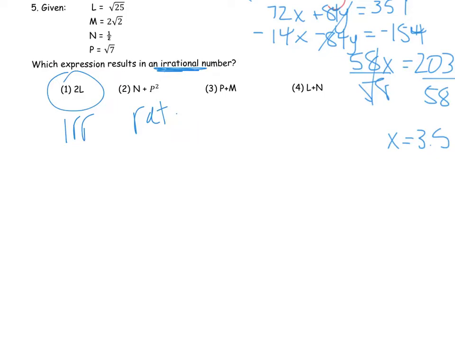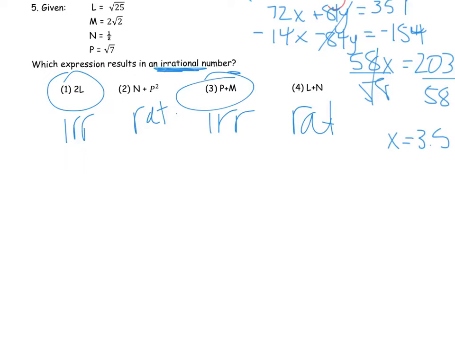That is another irrational number. Oops, this has 2 answers. Yikes. And then L plus N, that's radical 25 plus 1/2. Okay, that's 5.5, so that is rational. There's 2 answers for this one. Sorry.